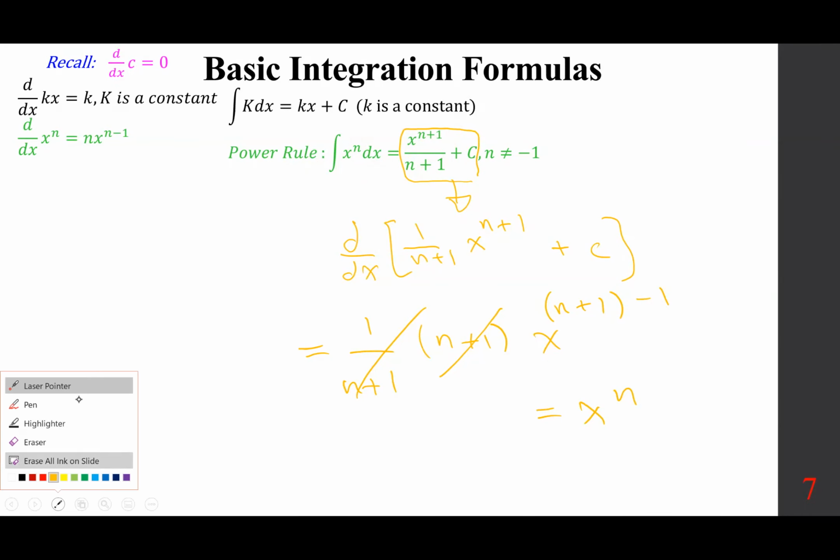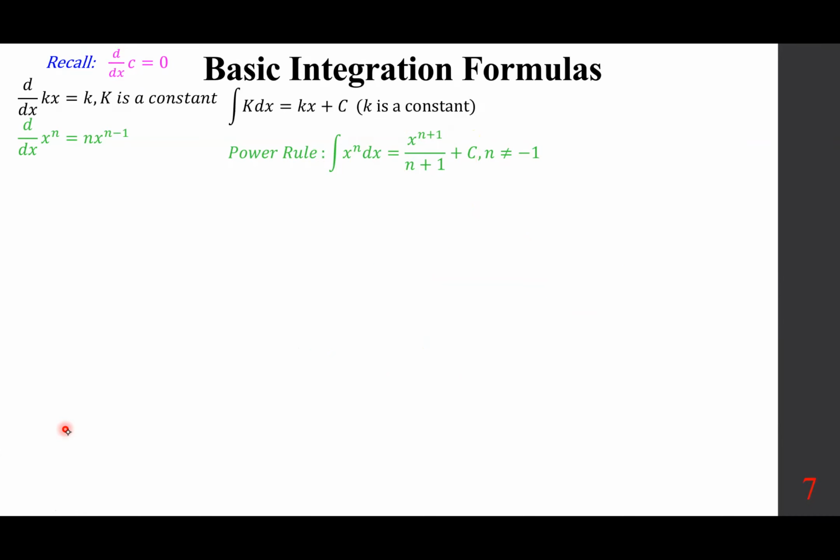Let's continue. E to the power of x, the derivative is itself. So the integral of e to the power of x is e to the power of x plus a constant. Ln x, the derivative is 1 over x. So the integral of 1 over x, also x to the power of minus 1, is a natural log and a constant. The derivative of sine is cosine. So the integral of cosine becomes sine. The derivative of cosine is negative sine. So the integral of negative sine is positive cosine, or the integral of sine is negative cosine.